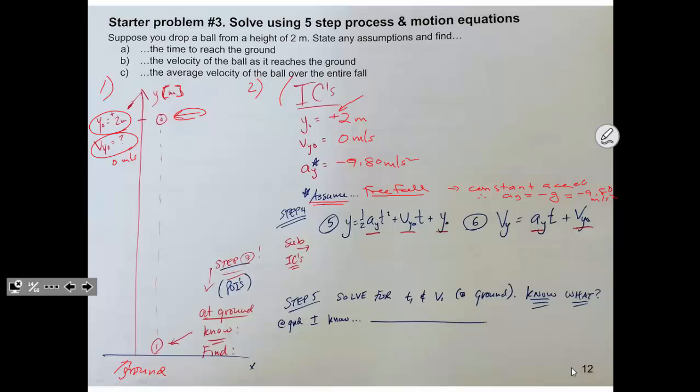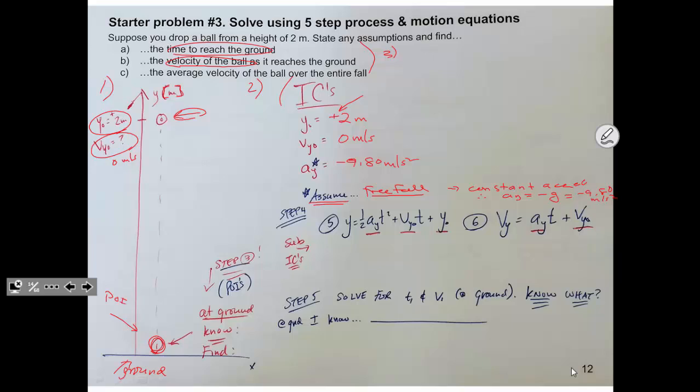And you can see down here, I've drawn what I call a point of interest, some later point in time or space that I'm interested in finding things out about. And then I just list some things I know about it. So at the ground, what do I know? Well, you always know a position, a velocity, or a time. In this case, I know what the position is. The position at the ground is 0 meters.